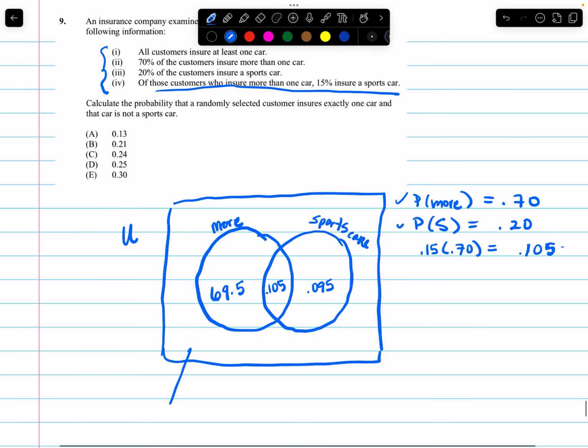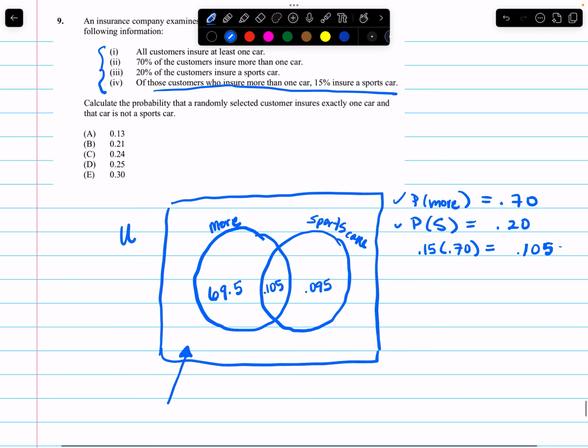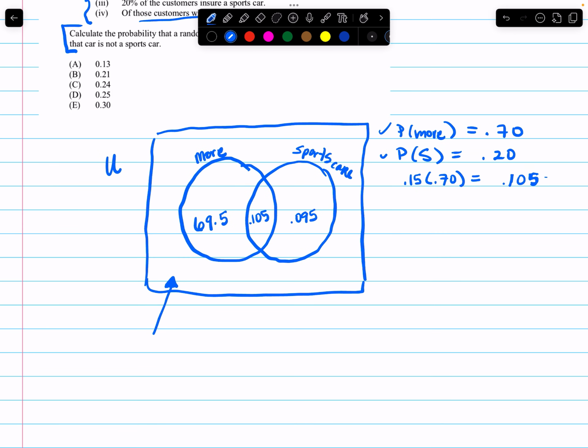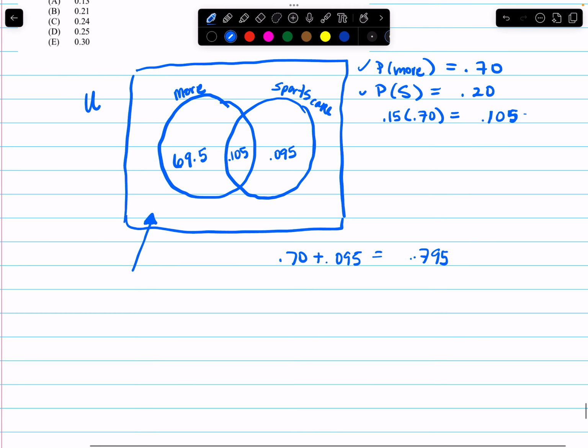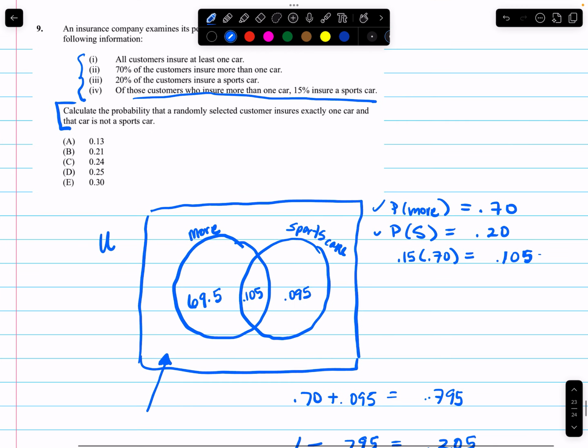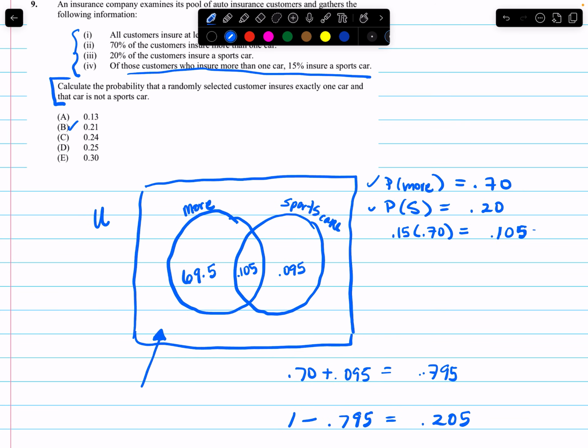So we're left to find the stuff outside, which is outside of more than one, so exactly one, outside of sports car. So exactly one car, and it is not a sports car. That's what we're looking for, is the stuff outside the circles. So if I just add up all these pieces and subtract from 1, so I got my 70% plus the 0.095, that gives me 79.5%. So what's outside, if I subtract that, is going to be 0.205. Looking at my answer choices, I see that B is the closest.